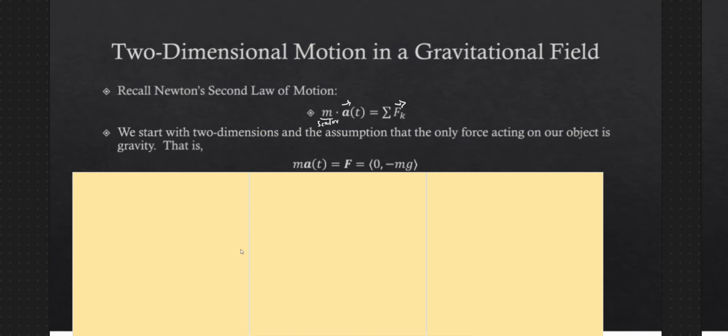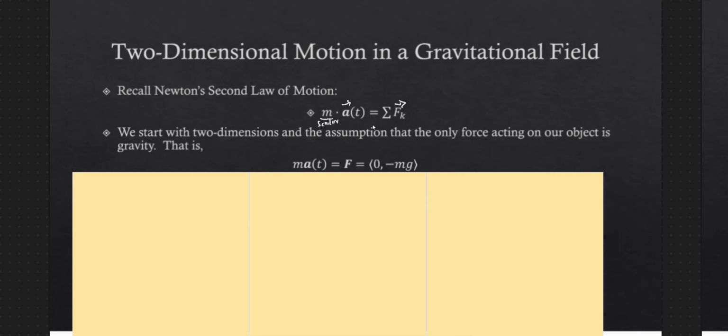Again, we're just starting with two dimensions here, and another big assumption is that the only force acting on the object is gravity. So the idea is we're essentially going to launch some object. We're going to shoot it with some initial velocity, some initial position, off into the blue, and let gravity act on it. And then we want to describe that motion. So again, find position, velocity, and acceleration.